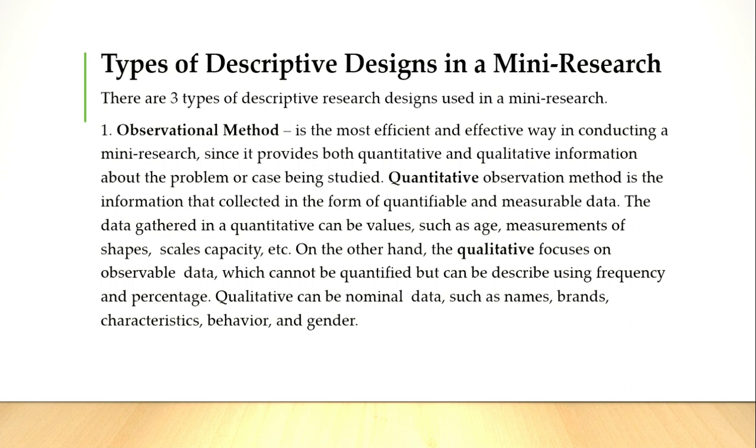Quantitative can be values such as age, measurements of shapes, scales, capacity, etc. On the other hand, the qualitative focuses on observable data, which cannot be quantified but can be described using frequency and percentage. Qualitative can be nominal data such as names, brands, characteristics, behavior, and gender. Qualitative means quality, or how great such things are. It cannot be quantified but can be described using frequency and percentage.